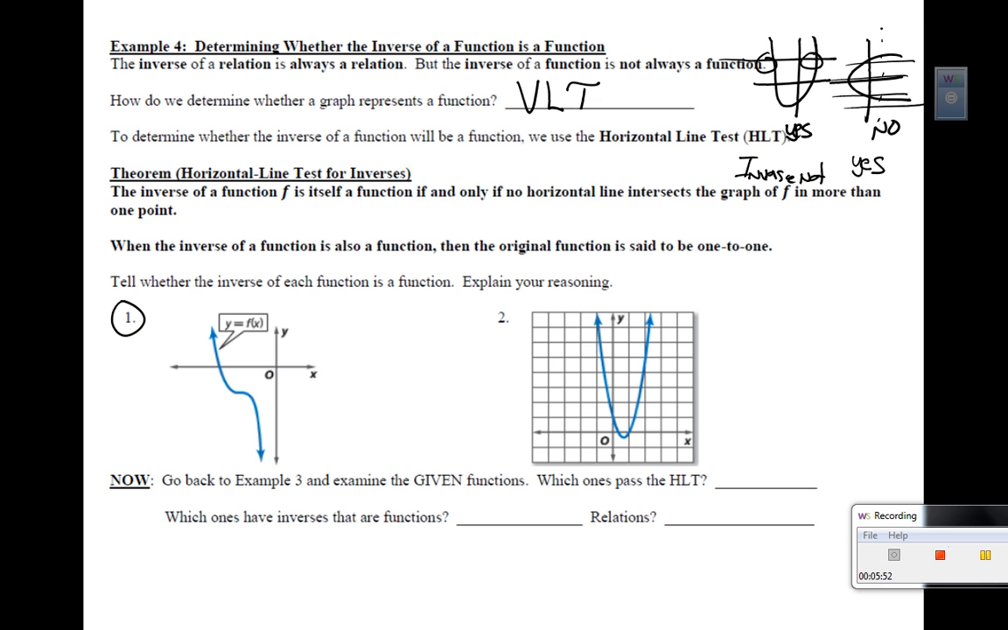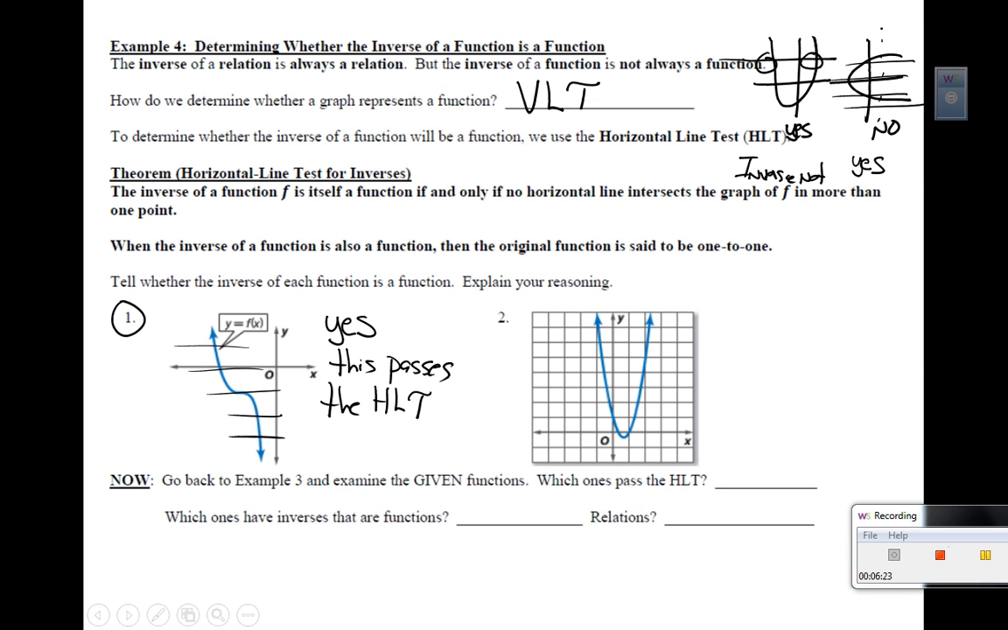This one right there, the graph. It says, tell whether the inverse of each function will also be a function. Explain your reasoning. So here's what I'm going to do. Draw horizontal lines through here. Have you hit the graph in more than one place? The answer is no. So yes, this passes the HLT, which stands for horizontal line test.